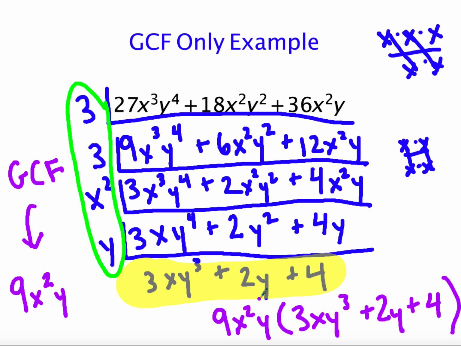We can check this factored form using the distributive property. 9x squared y times 3xy to the third would be 27x to the third y to the fourth. Check. 9x squared y times 2y is 18x squared y squared. That's correct. And then 9x squared y times 4 is just 36x squared y. So I am correct. This is my factored form. Again, the product of the GCF and the remaining polynomial.